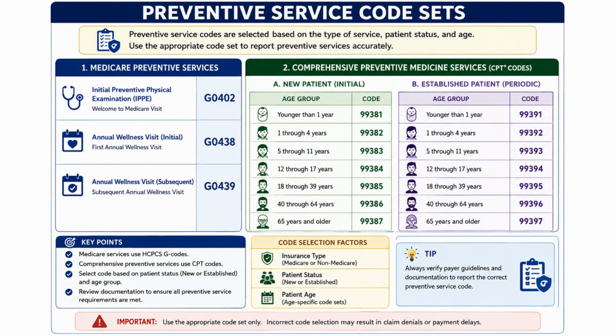New patient preventive visits use CPT codes 99381 through 99387. The correct code is selected based on the patient's age, from infants younger than 1 year through adults 65 years and older. Established patient preventive visits use CPT codes 99391 through 99397, which are also selected according to the patient's age. When selecting a preventive service code, always consider three important factors: the patient's insurance type, whether the patient is new or established, and the patient's age on the date of service. Accurate code selection, supported by complete documentation, helps ensure proper claim submission, reimbursement, and compliance with coding guidelines.